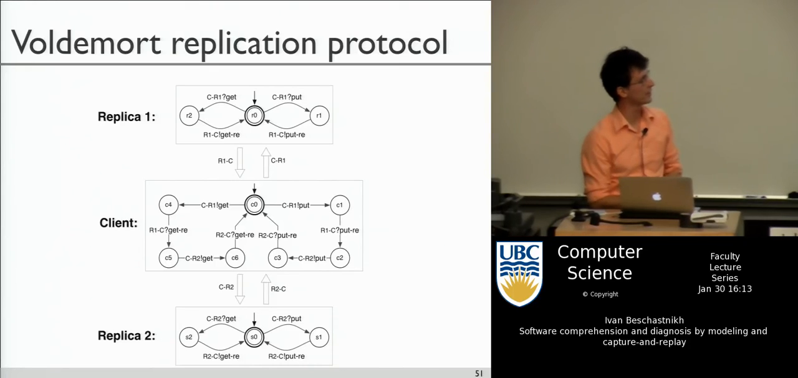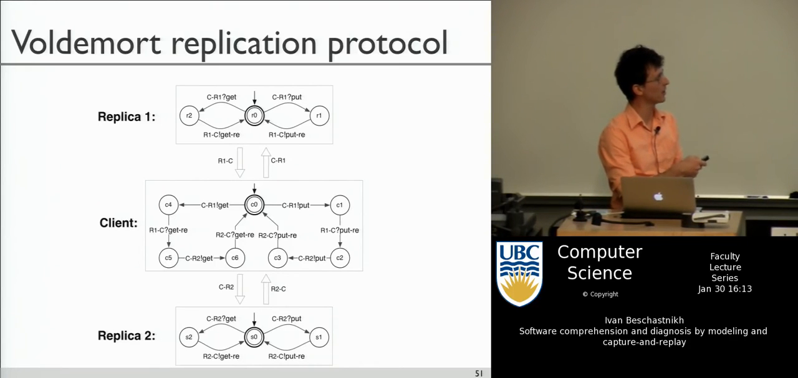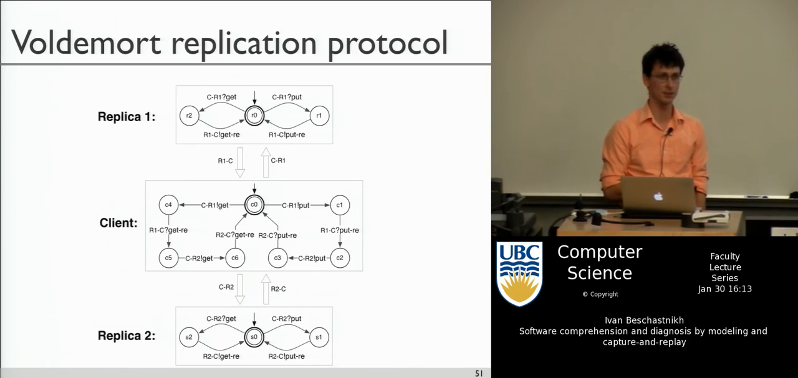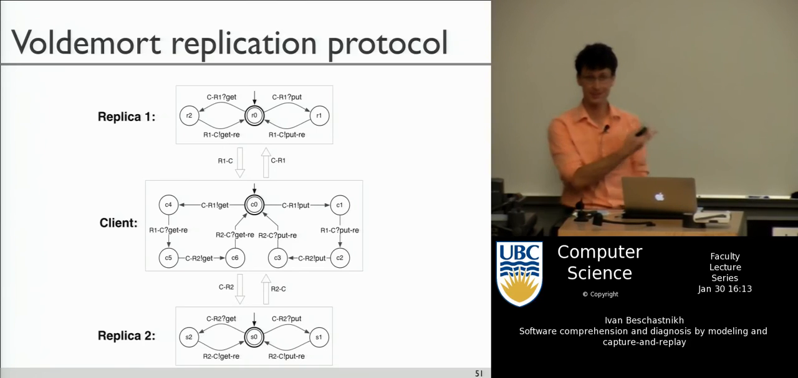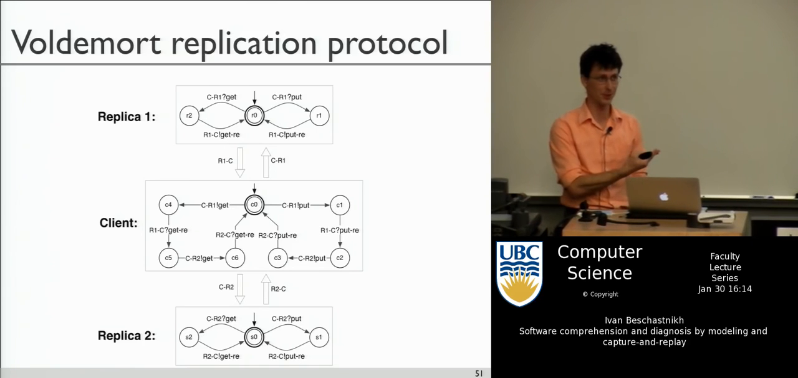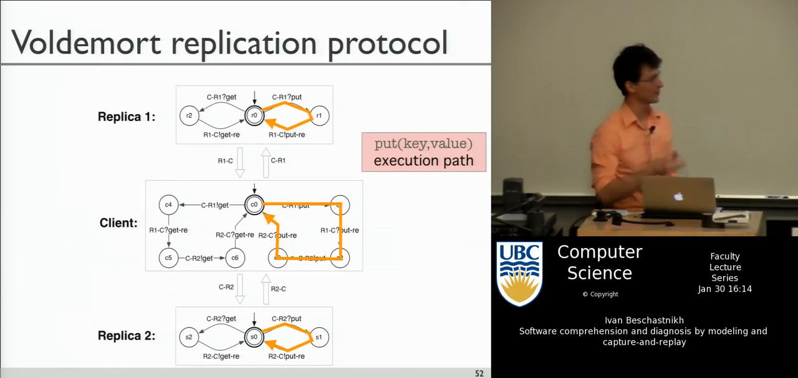The unit tests create two replicas. So here's replica 1, replica 2, and there's this client, which is driving the replication in the middle. This is a CFSM. Most of you don't know what this is, so I'll describe it at a very high level.